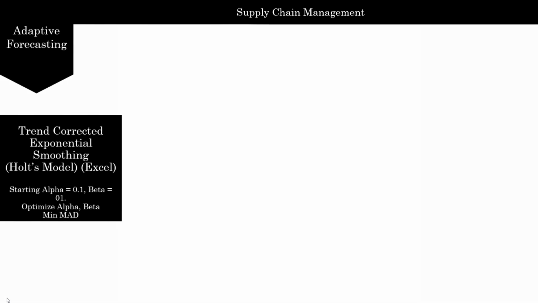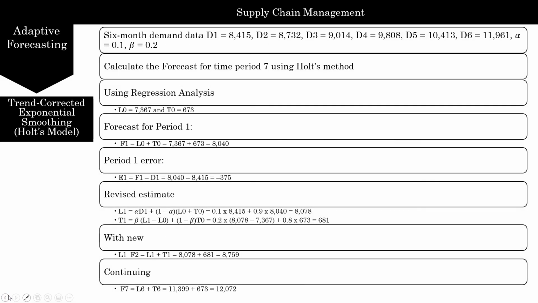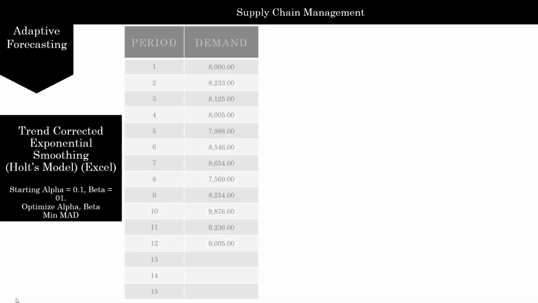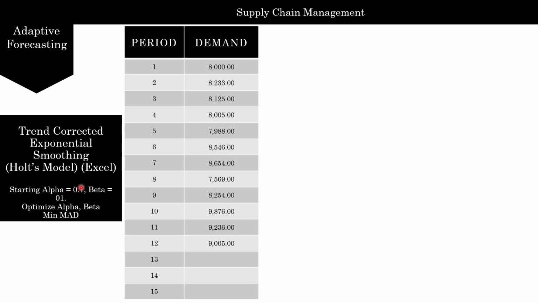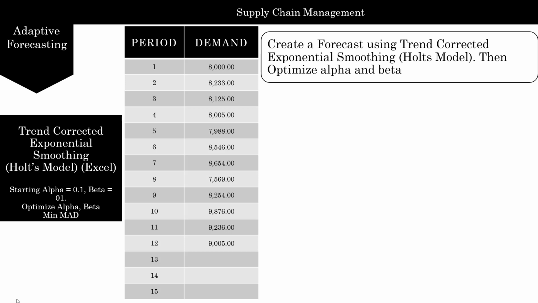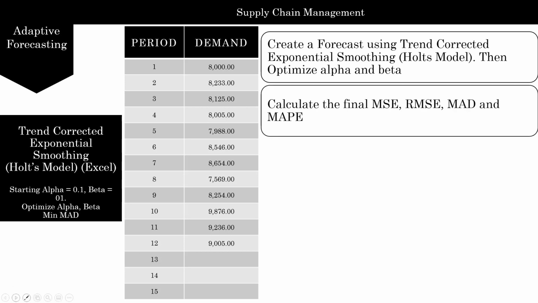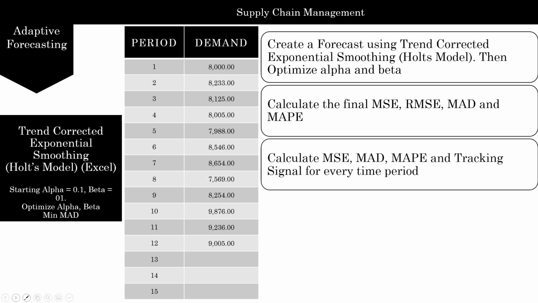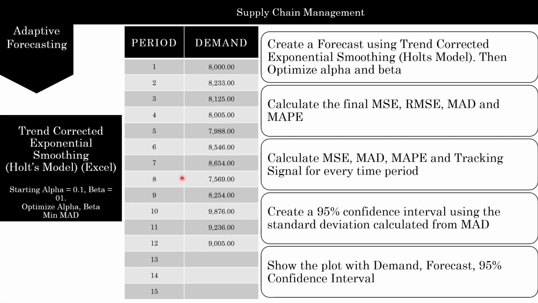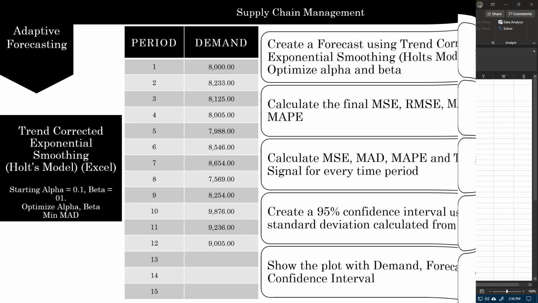Of course, we are not going to look at this manually. We're going to focus on doing this in Excel. So in Excel, let's take the data. You have the demand data. We're going to start off with alpha and beta of 10%, and then we're going to optimize your alpha and beta to get a minimum mean absolute deviation. So we have to create your trend-corrected forecast, then optimize alpha and beta. Of course, you're going to calculate the error terms: root mean squared error, MAD, MAPE, tracking signal, confidence interval, and then show the plot. So let's go ahead and start Excel right now.